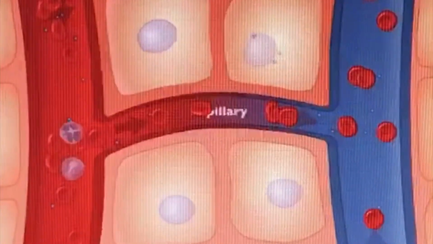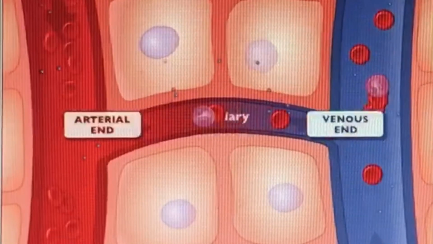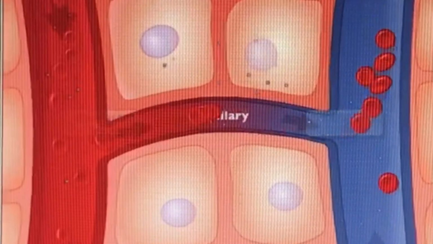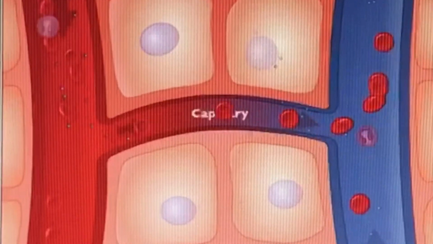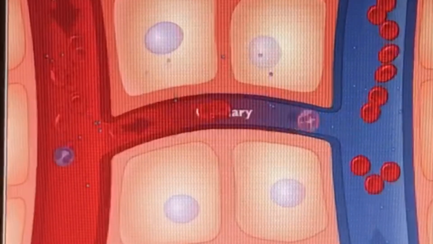As blood enters the capillary bed on the arterial end, the blood pressure in the capillary vessel is greater than the osmotic pressure of the blood in the vessel. The net result is that fluid moves from the vessel to the body tissue.